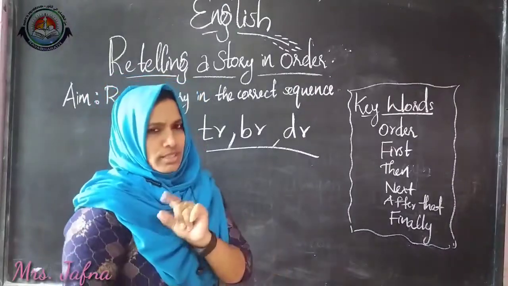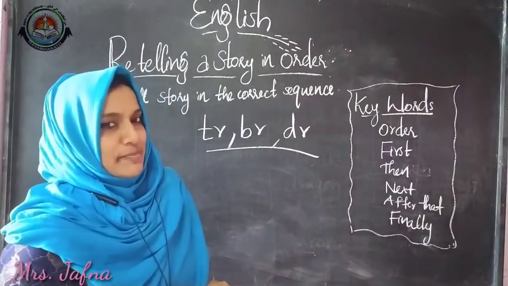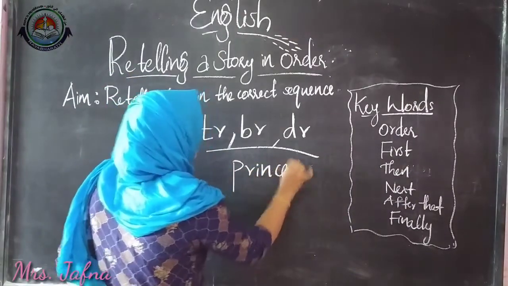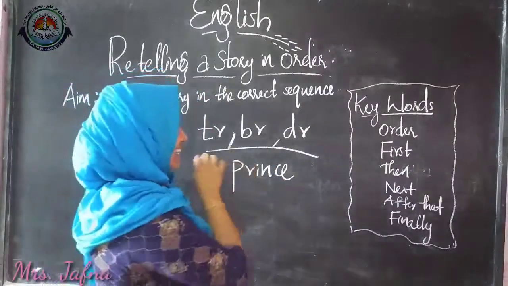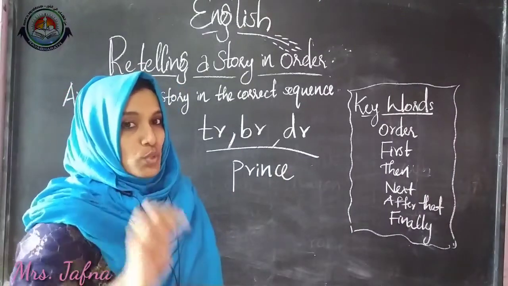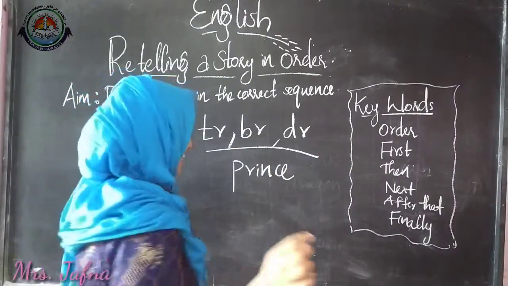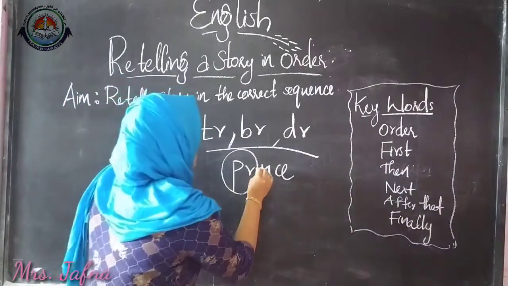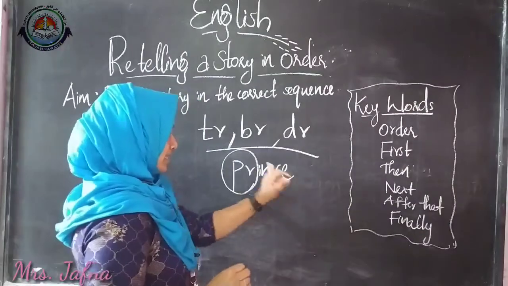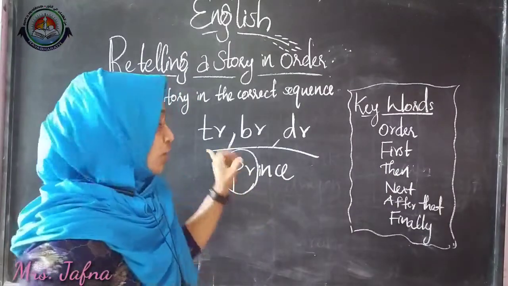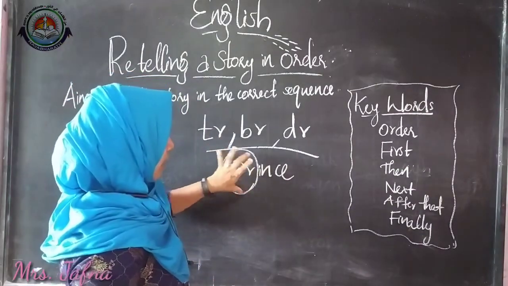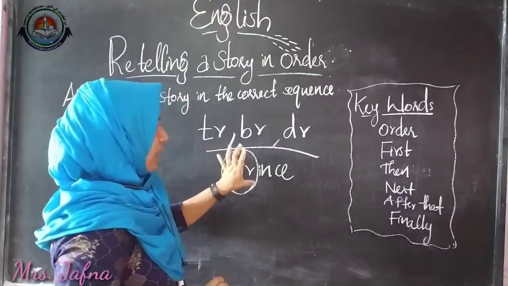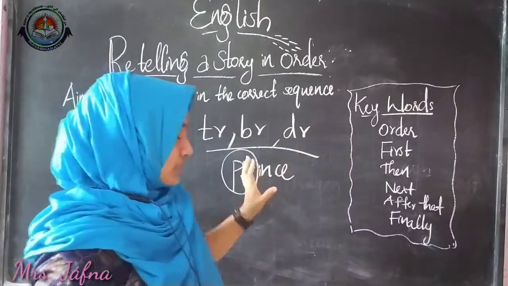Okay, so now I am going to write a word here. You have to find out the blend which is hiding inside this word. What is it? Yes, it is PR, pr. It is prince. Okay, this is the word prince. So here we can find the blend P and R, pr. Together they make the pr sound. So PR is a blend. I hope this is clear to you.